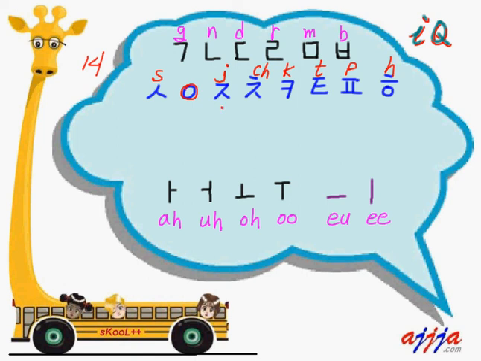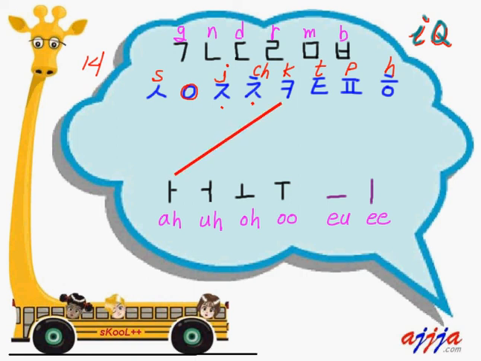What about this one? Like a J, right? That's J. Let's go, J and A together. Ja. Jo. Ju. Ji. Very interesting. What about this one? Ch. Cha. Now you hear the sound, right? Cho. Chu. Chi. That's it.